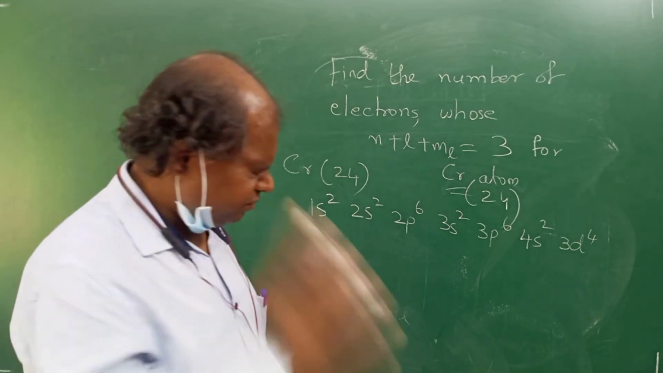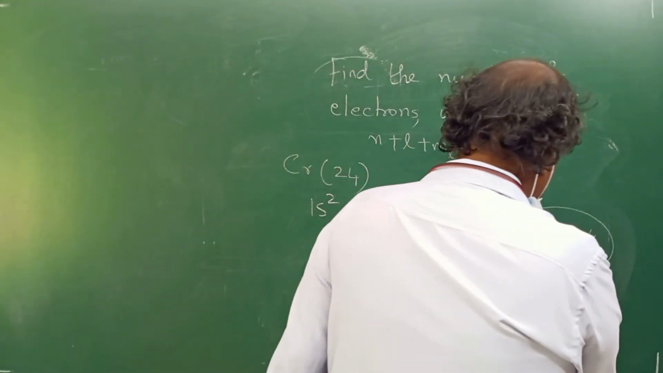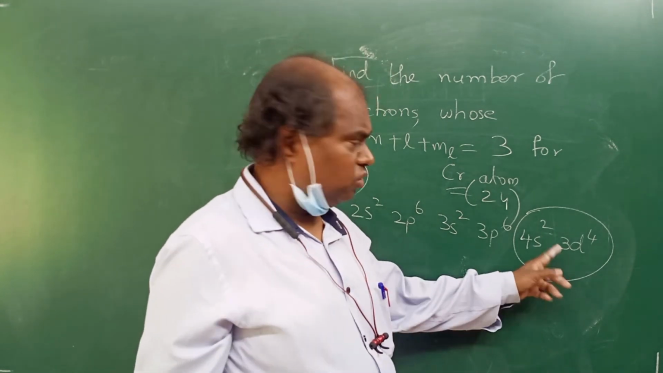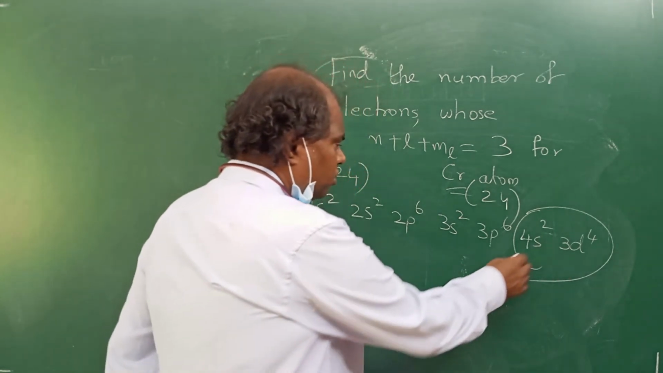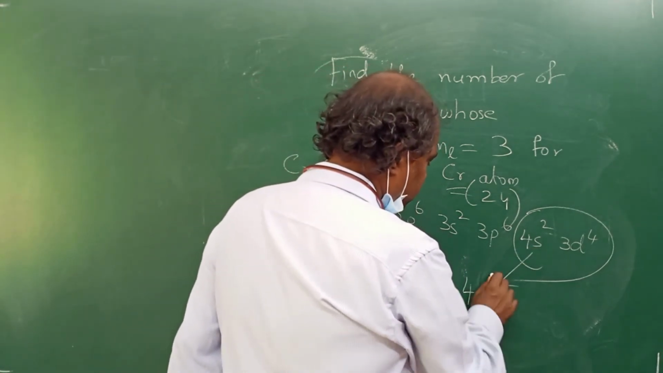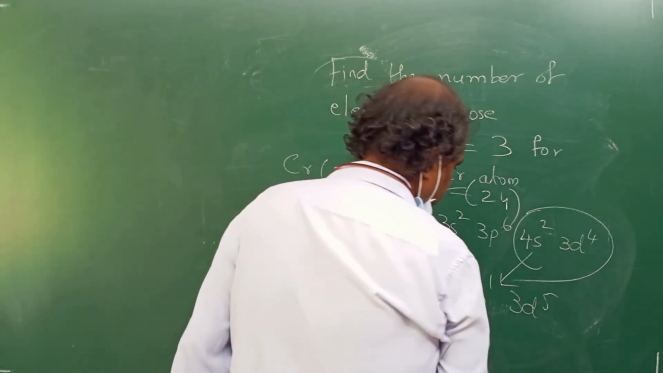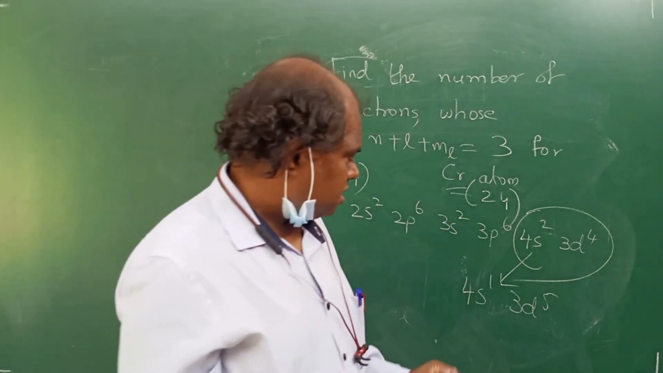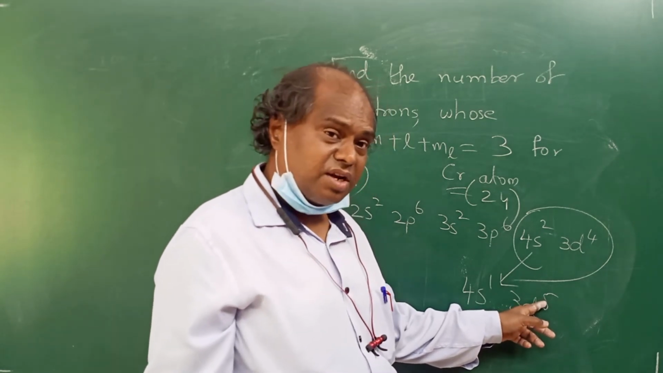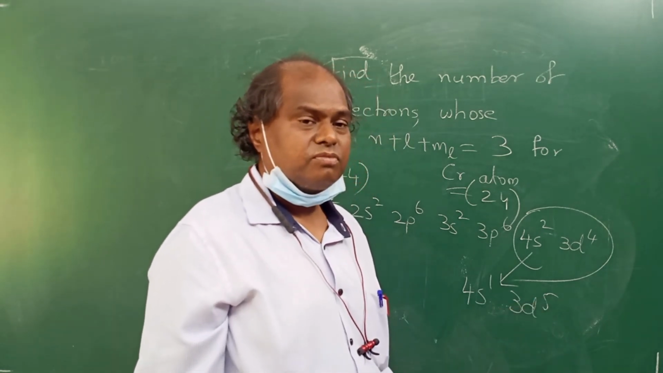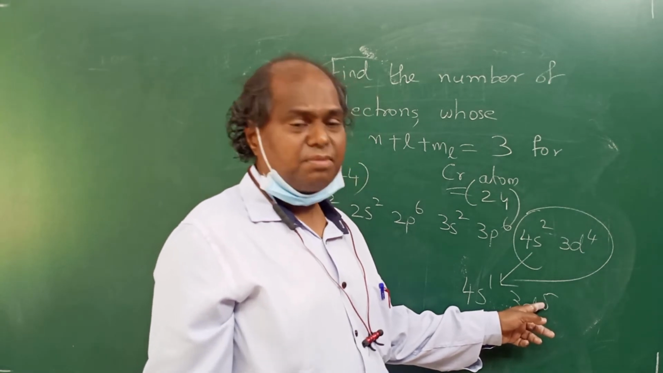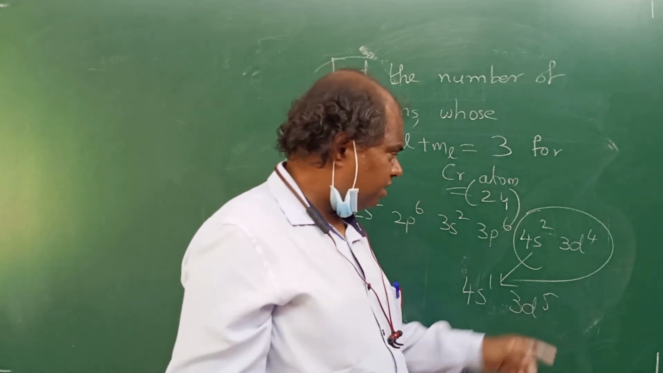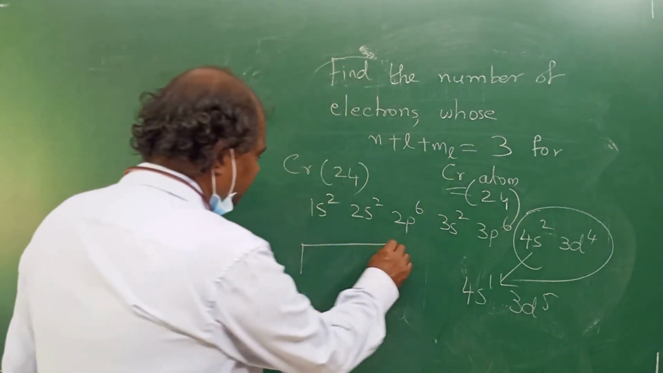Clear? Now students, very, very important. Now see here. This 4s2, 3d4, you can't write like this. What you have to do is, you should write this as 4s1, 3d5. So small change you have to make. 4s1, 3d5. Now why? Important. Because half-filled configuration is more stable. See, when you are having 3d5, what is the maximum capacity of d orbital? 10. Fine. So when you are adding 3d5, you will get half filled.